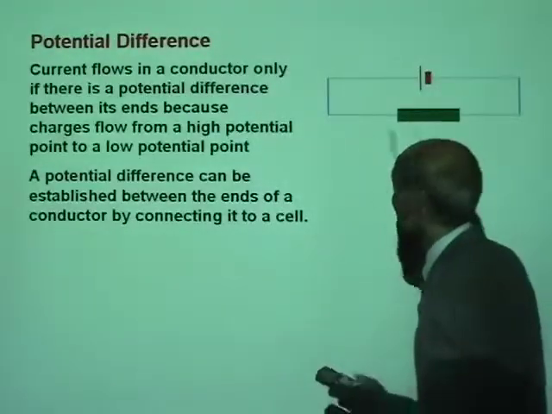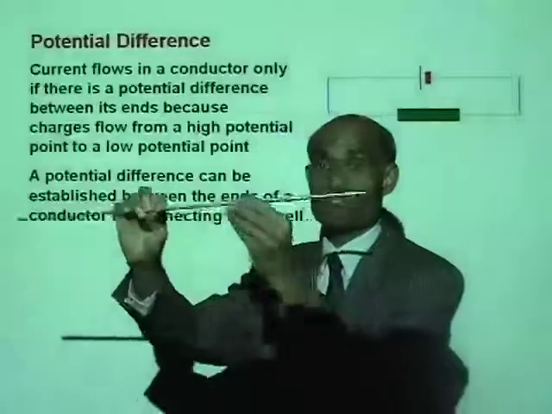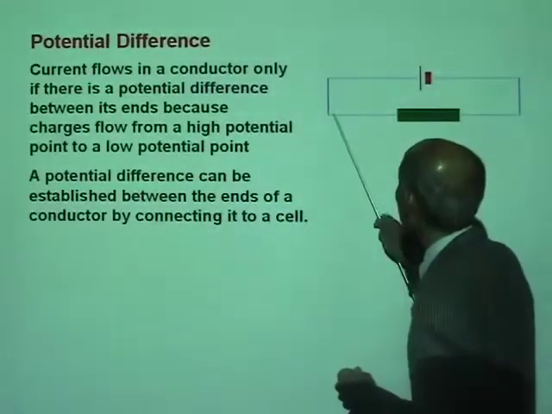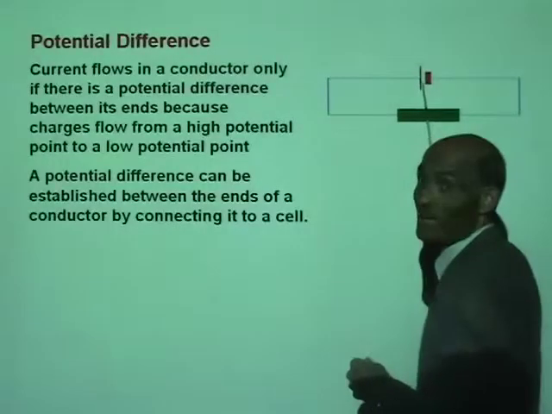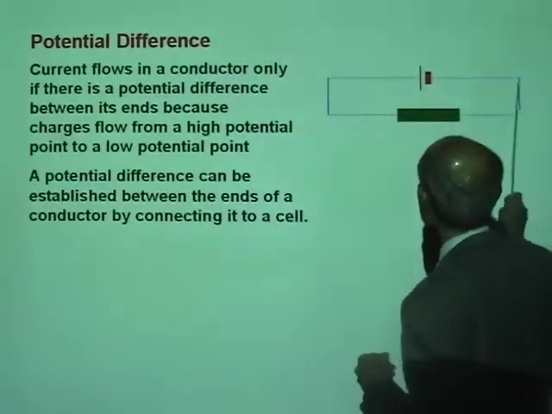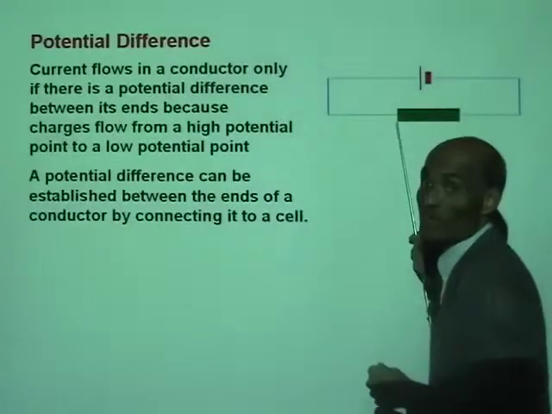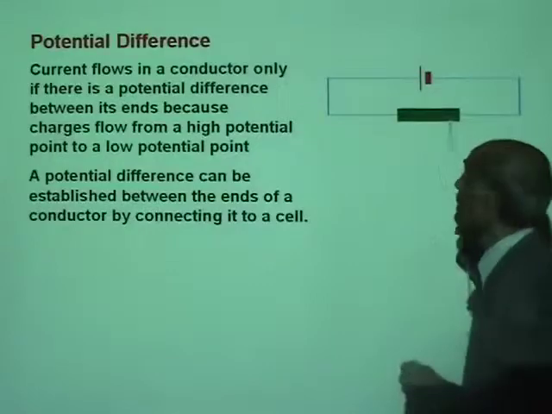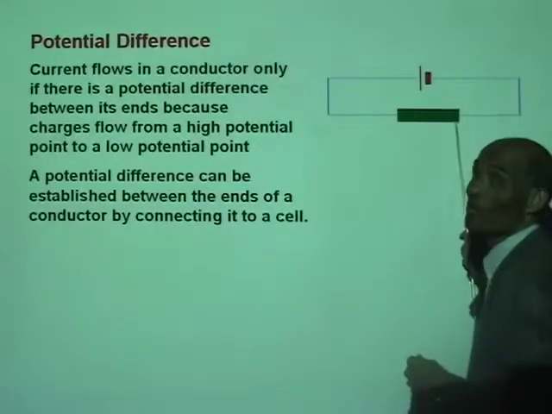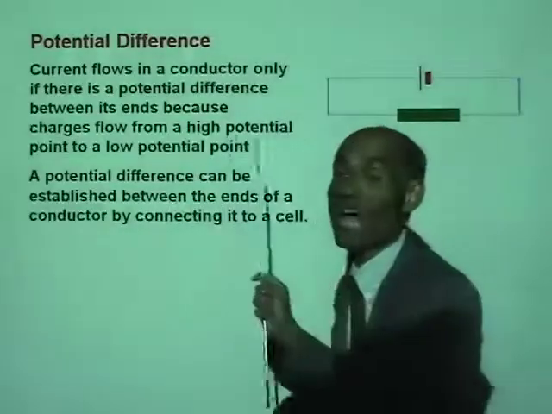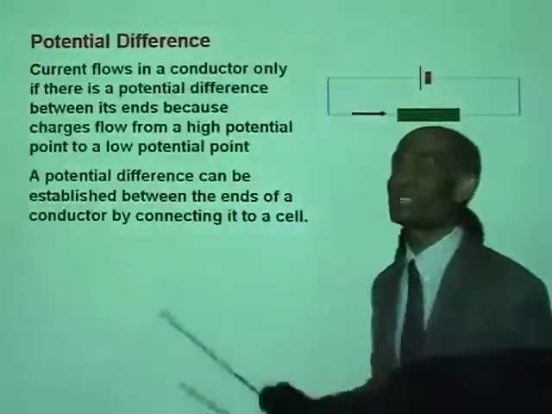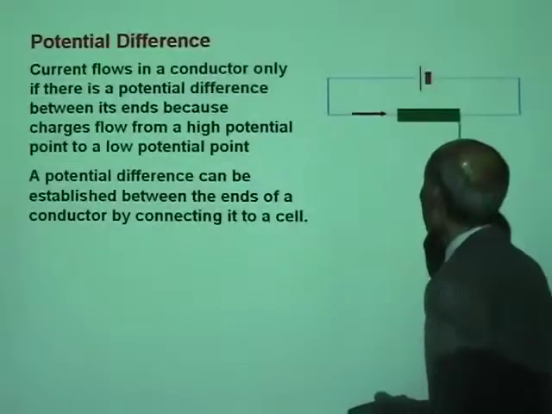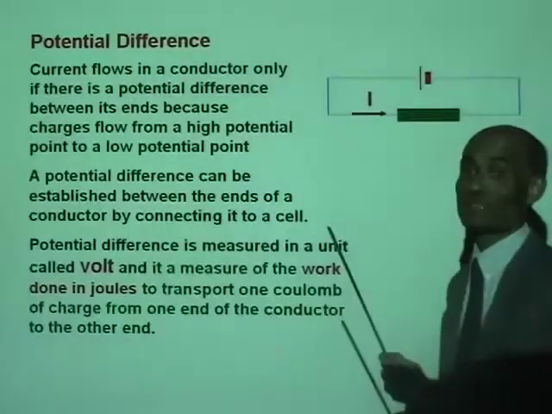This is the conductor, just like this. One end is connected to the positive of the cell, the other end is connected to the negative. That means this end where I'm pointing is now at a high potential, and this is now at a low potential. A current now will flow in that conductor, and the direction of the current will be from the high potential end to the low potential end.